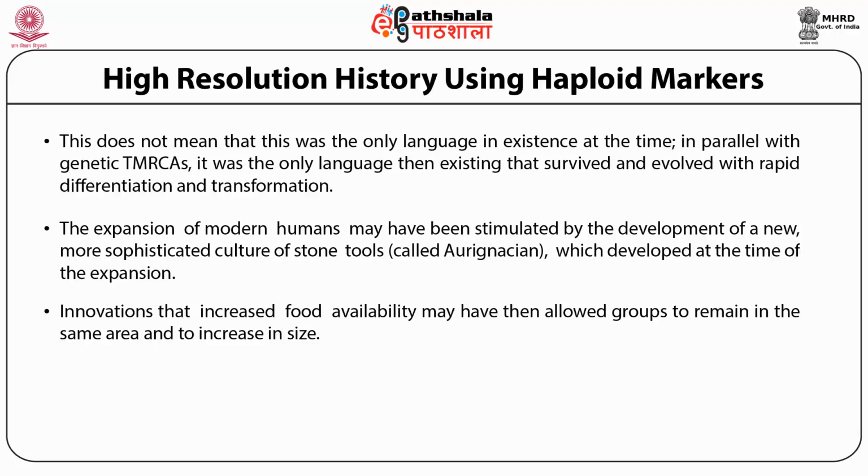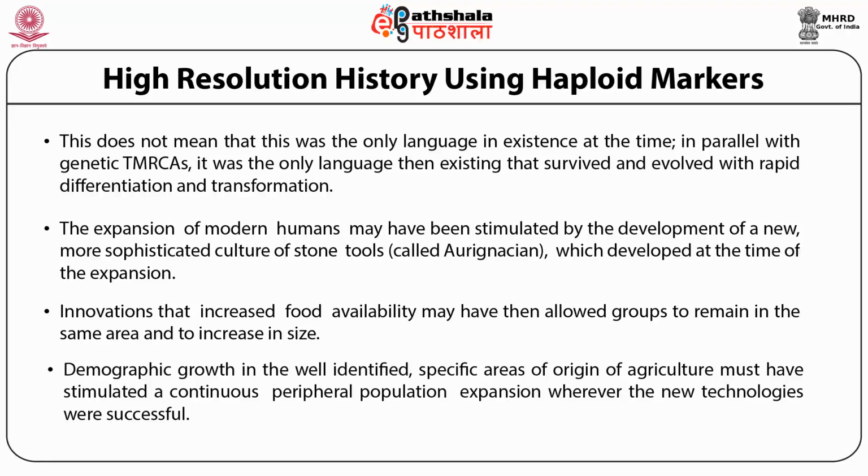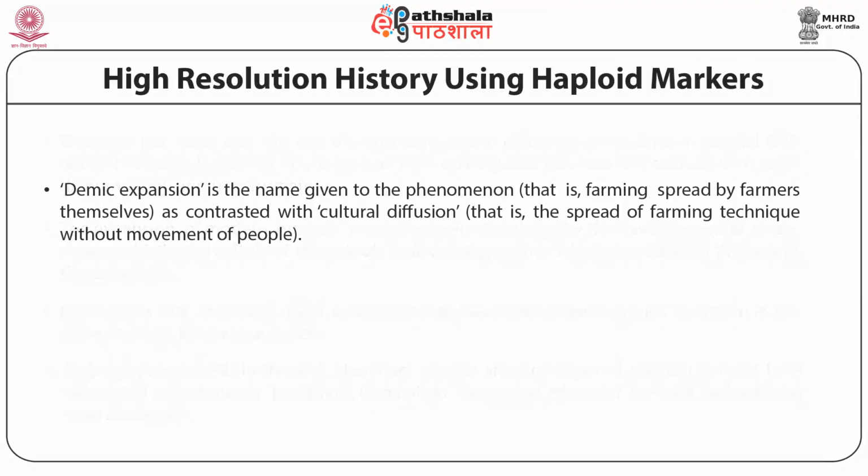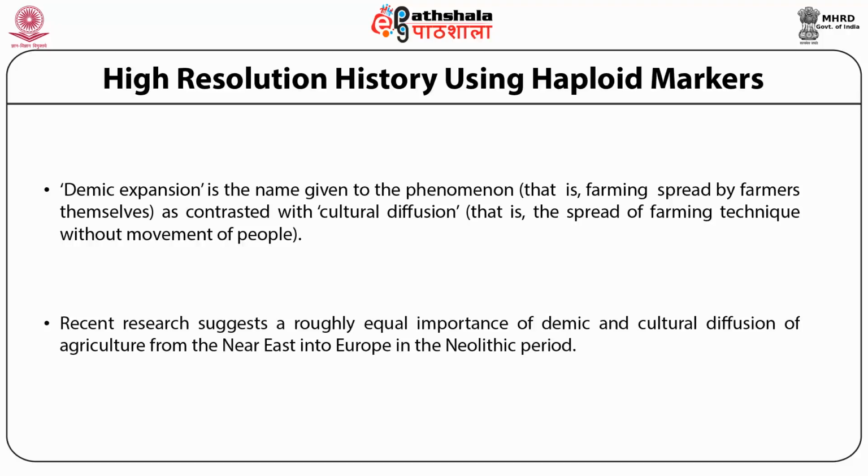From the beginning of food production to the present, there must have been a thousand-fold population increase. Demographic growth in the well-identified specific areas of origin of agriculture must have stimulated a continuous peripheral population expansion wherever the new technologies were successful. Demic expansion is the name given to the phenomenon that farming spread by farmers themselves, as contrasted with cultural diffusion, that is, the spread of farming techniques without movement of people. Innovation favoring demographic growth would be expected to determine both demic and cultural diffusion. Recent research suggests a roughly equal importance to demic and cultural diffusion of agriculture from the Near East into Europe in the Neolithic period.